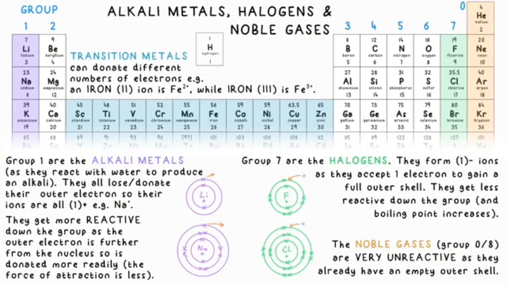Like we said, transition metals can donate different numbers of electrons. For example, an iron ion can be Fe2+ or Fe3+. It can donate 2 or 3 electrons. So we give them the names iron 2 and iron 3 to distinguish between them. Transition metals are generally harder and less reactive than the alkali metals. They also form coloured compounds.